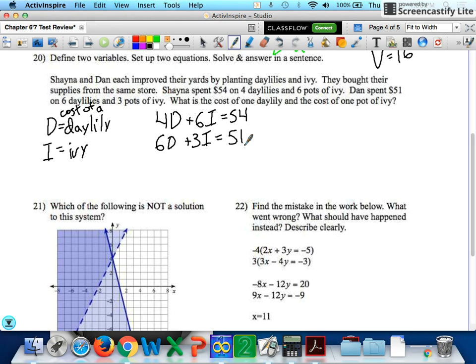But I look at this 4 and 6, and I'm like, well, I guess I could turn them both into 12. But what sticks out to me is I know I can turn a 3 into a 6. More specifically, I want to turn it into a negative 6. So if I multiply this entire bottom equation by negative 2, I'm going to get what I need. Multiplication here is negative 12D minus 6I equals negative 101 or 102.